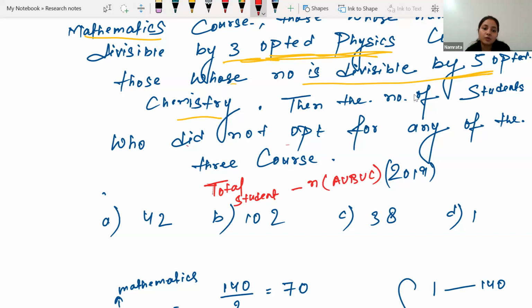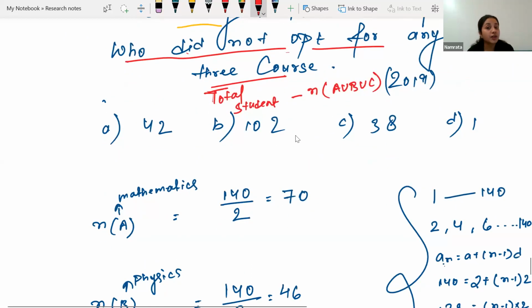So who didn't opt for any of the courses, can we find it by doing total number of students minus the number of students in A union B union C, who have taken maths, physics, chemistry, or any of the 2, because union is having any 2 also, right? Yes or no? Yes, ma'am. So number of students who have not opted for any of the courses, we can find by doing total number of students minus n of A union B union C.